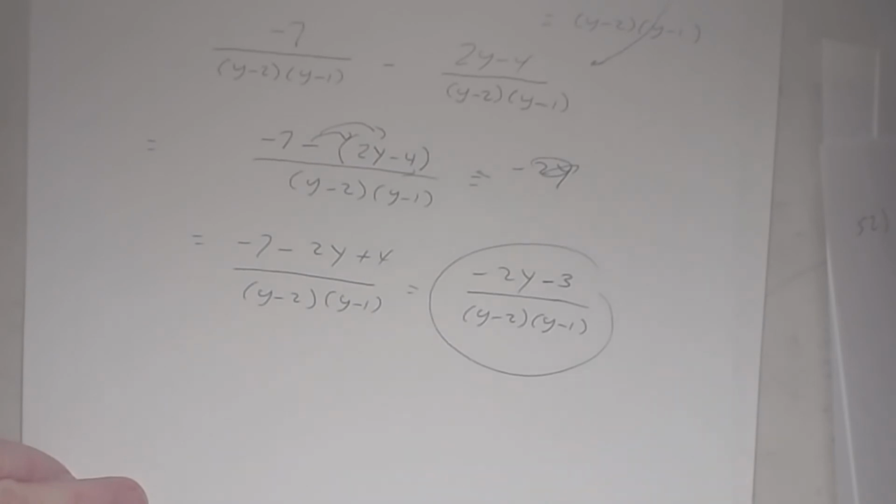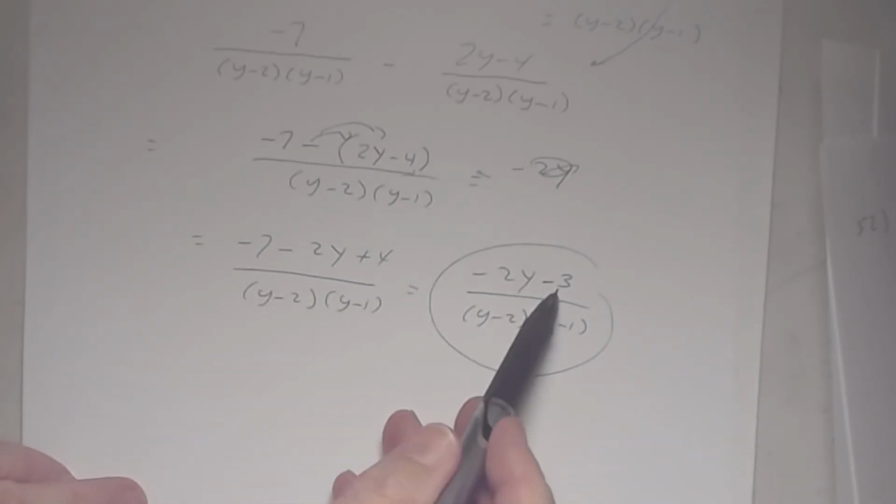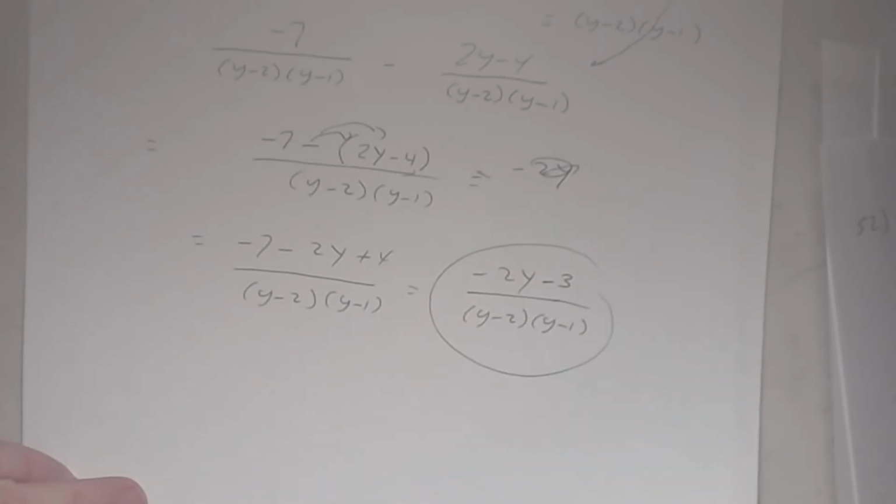He's asking how you got that negative 3 there. Negative 7 and a positive 4 is a negative 3. Okay, that's it. Combined like terms.